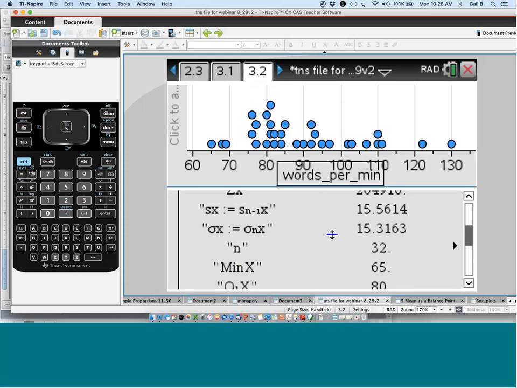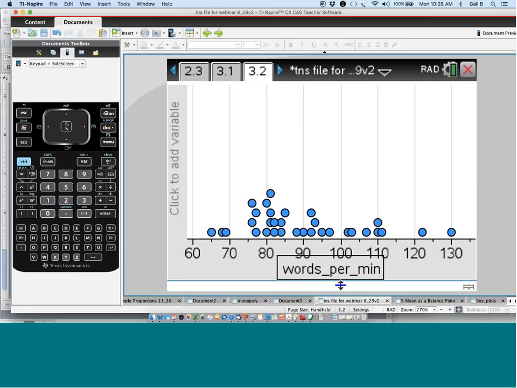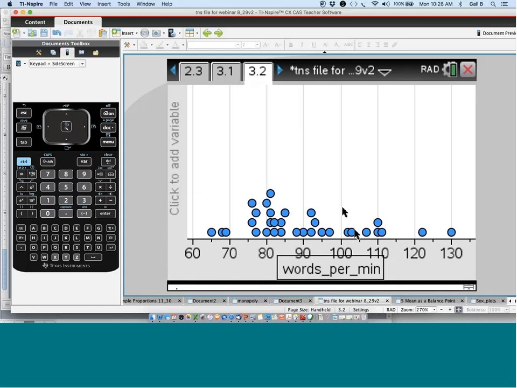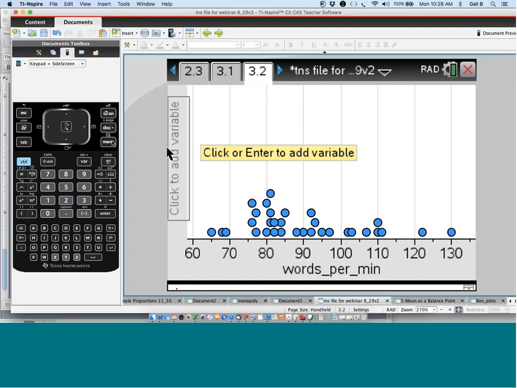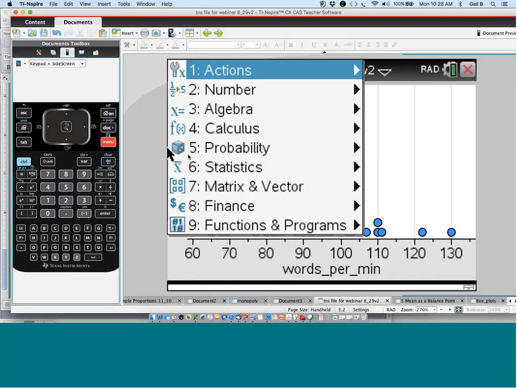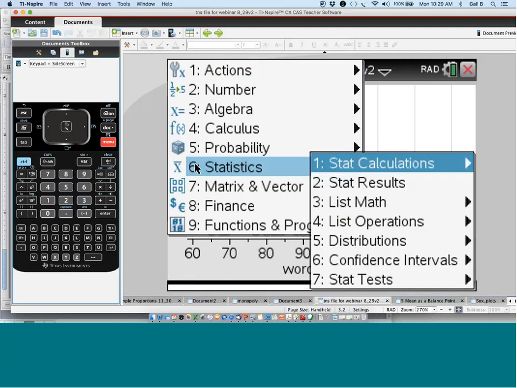And I'm going to now close this. And you guys have to help me remember that the standard deviation was about 15 and the mean was about 90. Because I'm going to make a picture of what that looks like. I'm going to go to statistics.